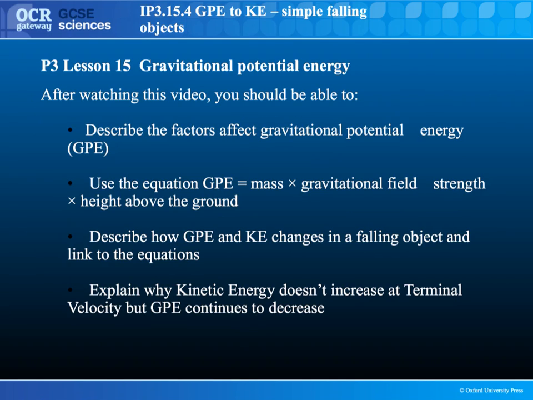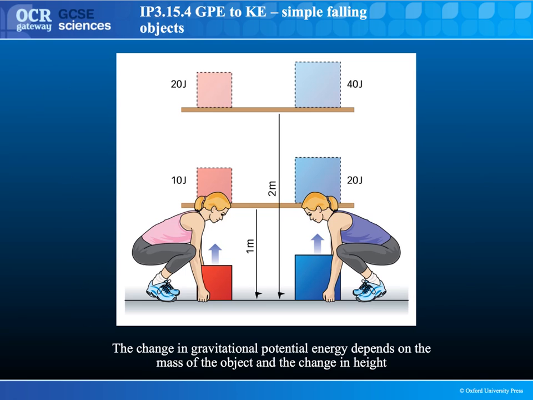So the aim of this video is that by the end of it you should be able to describe the factors that affect the amount of gravitational potential energy that an object has. You should be able to use the equation, GPE equals mass times gravitational field strength times height above the ground. You should also be able to describe how GPE and KE, which is kinetic energy, changes in a falling object, linking this to the equation. And you should also be able to explain why kinetic energy doesn't increase at terminal velocity, but gravitational potential energy continues to decrease.